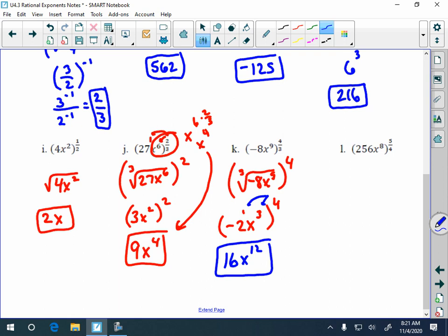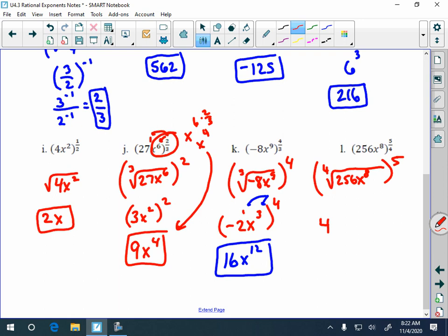All right, last one. Convert this to a radical. 256x to the 8. We have a 4th root, all raised to the 5th power. All right, the 4th root of 256. Now you can find a number that multiplies by itself 4 times that equals 256. So I take my calculator. So it's 4.